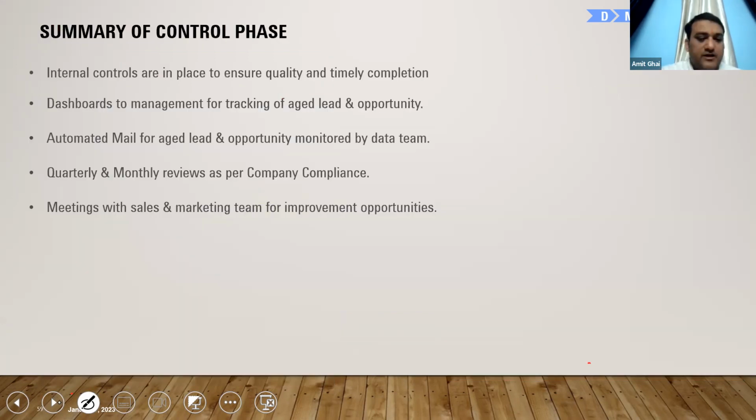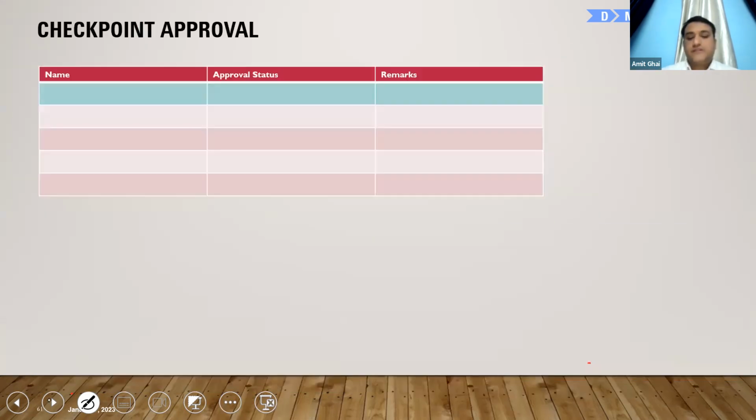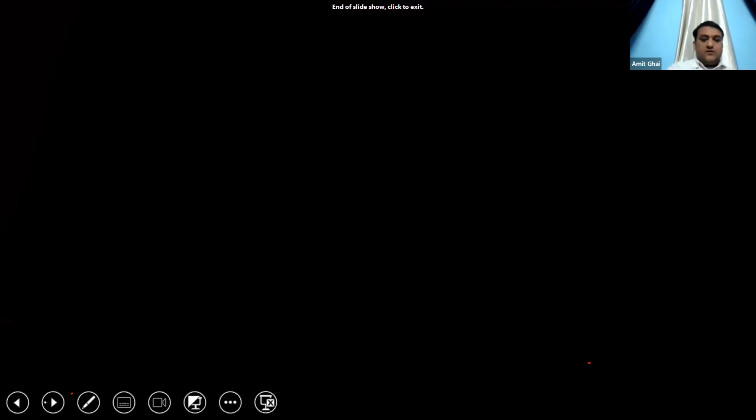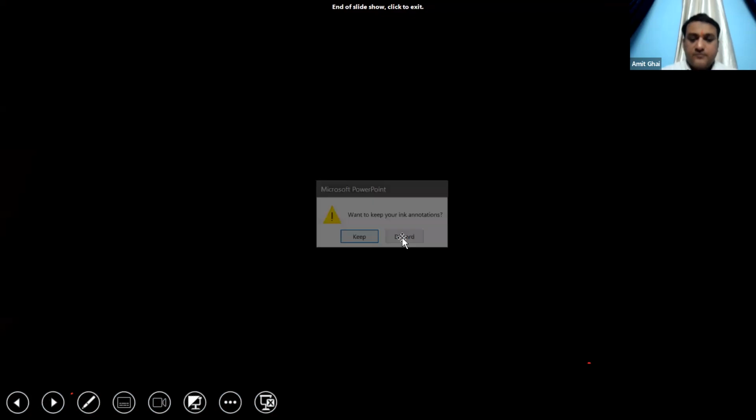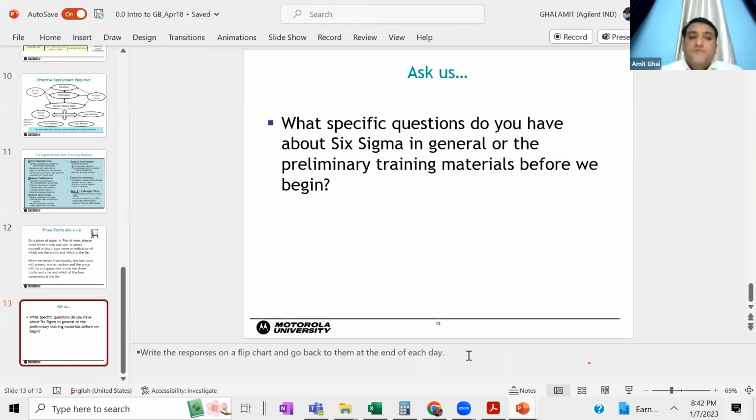And that makes the summary. And then you create the overall executive summary or one-page summary of where you started, what you did, what the results are, and a graphical representation of them. And you go for the checkpoint of final approval from the management. That is the case study. I hope you had a fair idea about Six Sigma. Yeah, Shima, you wanted to ask something?